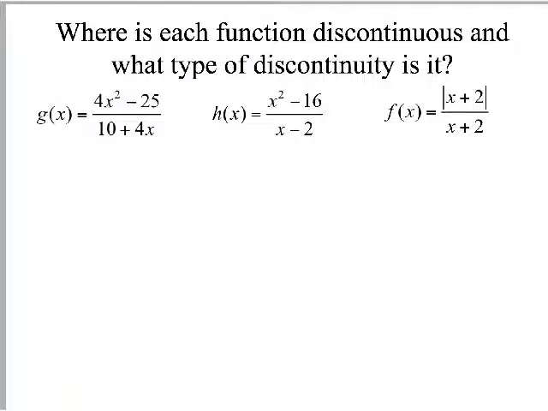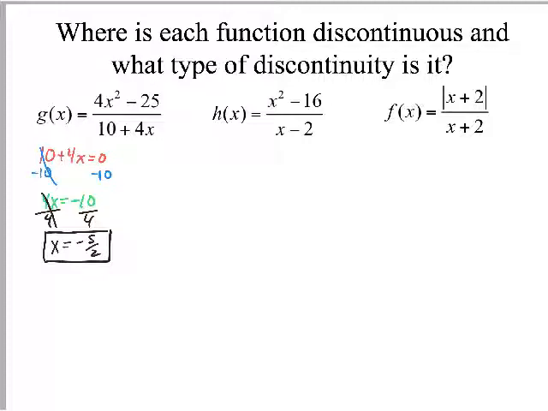Okay, so let's find out where the denominator equals 0. We set the denominator equal to 0 and solve it. All right, minus the 10 over. I now have 4x equals negative 10. All right, I divide by 4. x equals negative 5 over 2. So that right there for sure is a discontinuity because there is no value there.